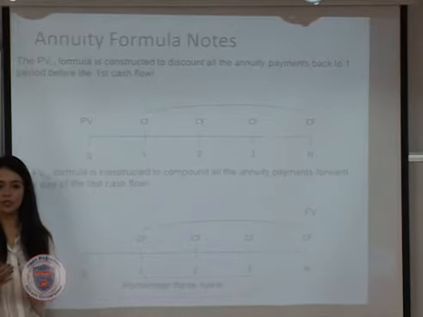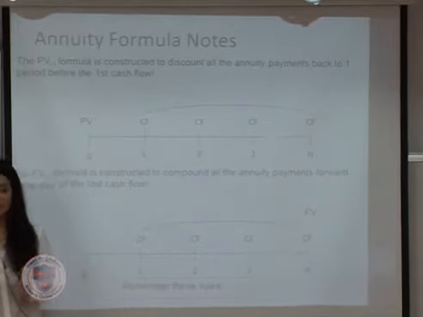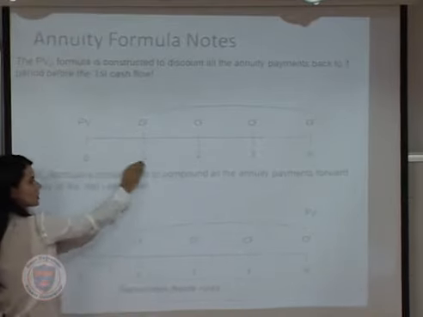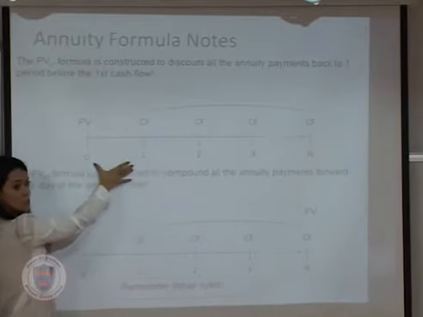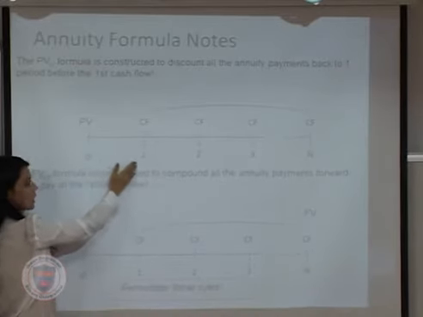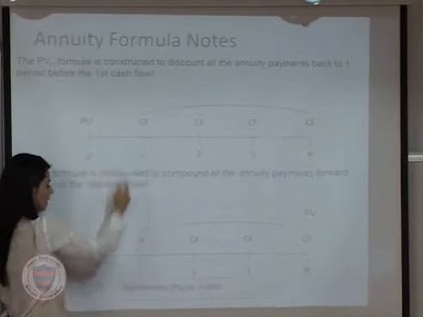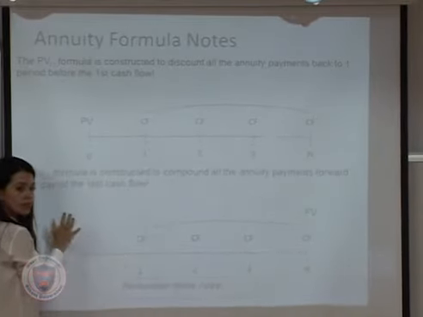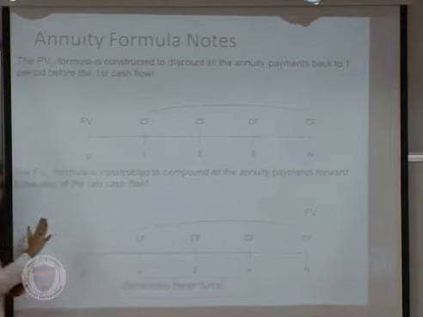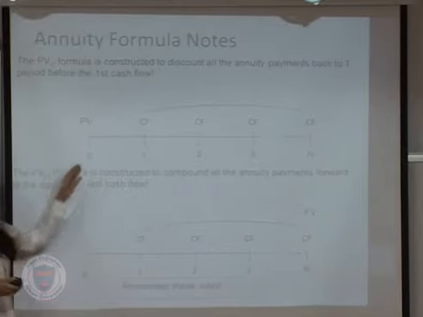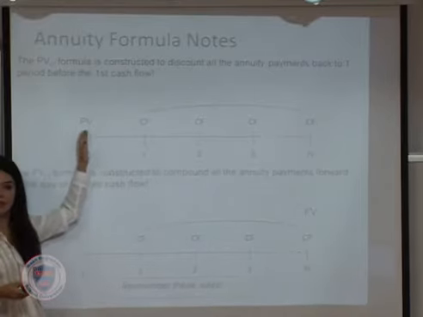In the ordinary annuities, we say that the payments occur at the end of the periods. So here, this is period 0, let's say. The payment happens at the end of this period. Here as well. This is what happens in ordinary annuities. When we have annuity dues, things will change. In the annuity dues, payments occur at the beginning of the periods.